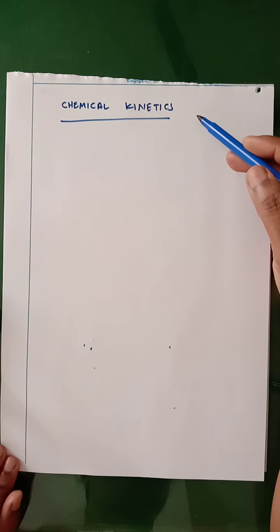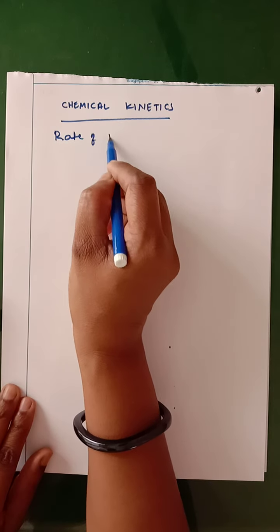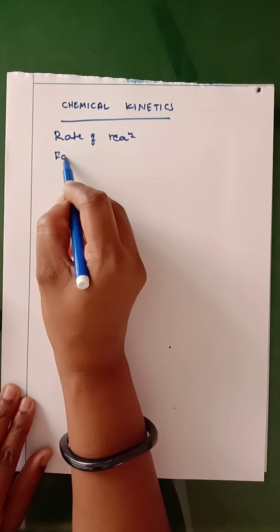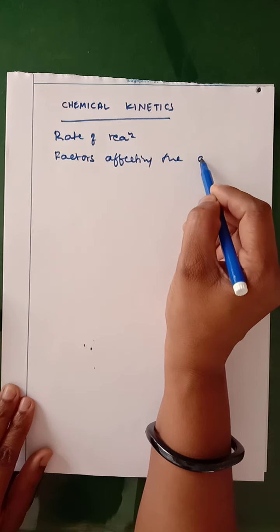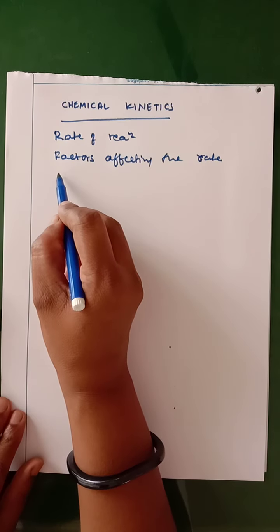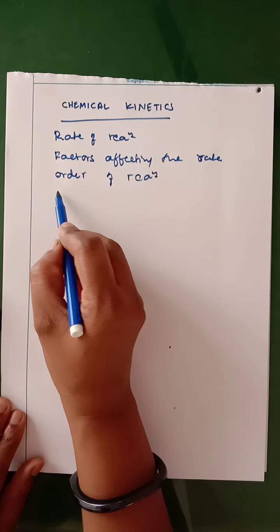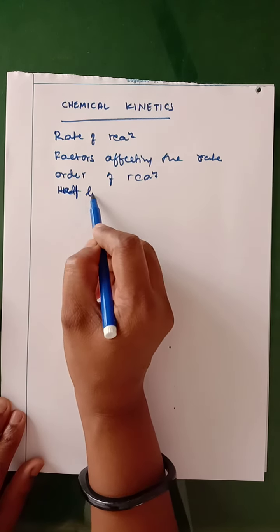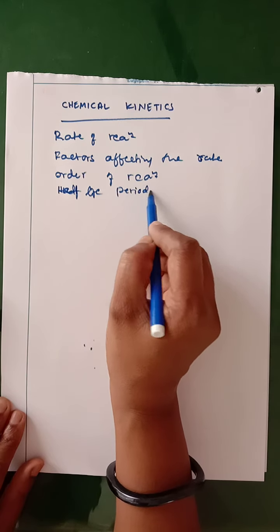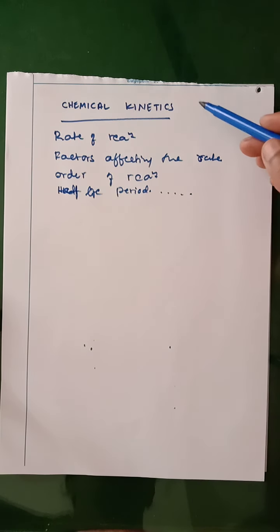Chemical kinetics is the branch of chemistry which deals with the study of the rate of reaction, factors affecting the rate of reaction, and then order of reaction, half-life period, and so on. So all these concepts will come under the class of chemistry called chemical kinetics.